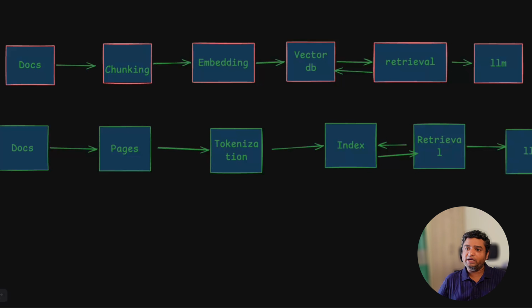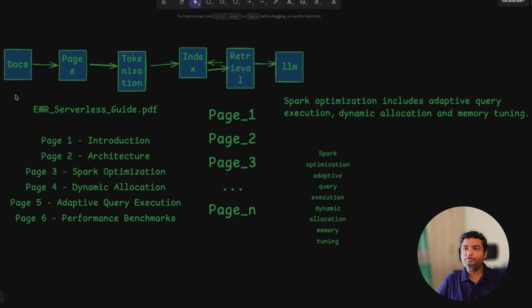So now we'll see the detail of page index. As we have discussed, first there will be a document. This is the document EMR underscore serverless guide, one PDF. There are multiple pages inside that PDF. So the first thing is the paging part, meaning we divide it into different pages. Page one may be a chunk of 2-3 pages, maybe a chunk of some documents inside this PDF.